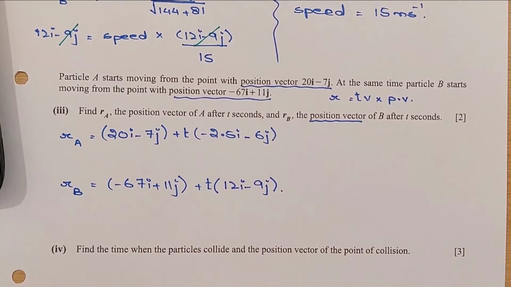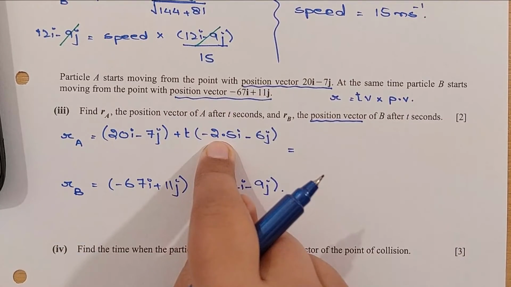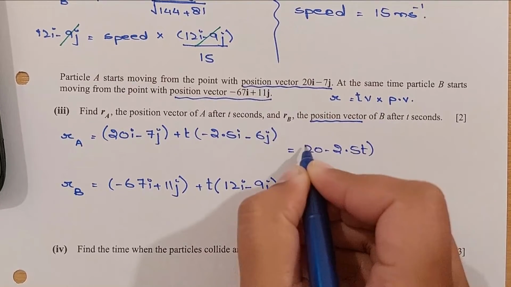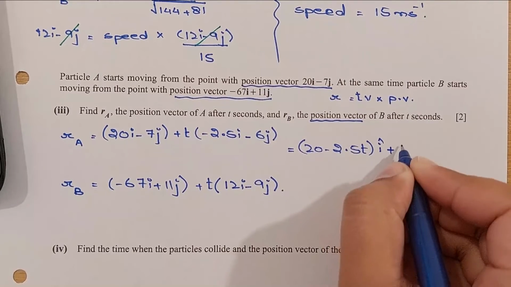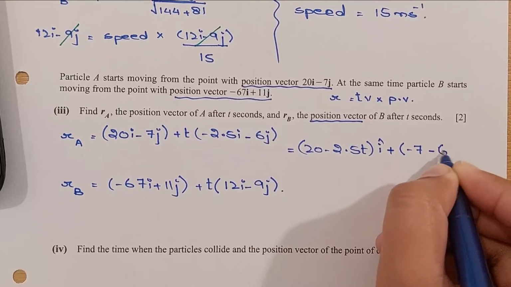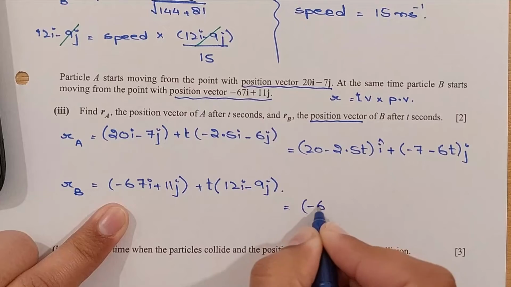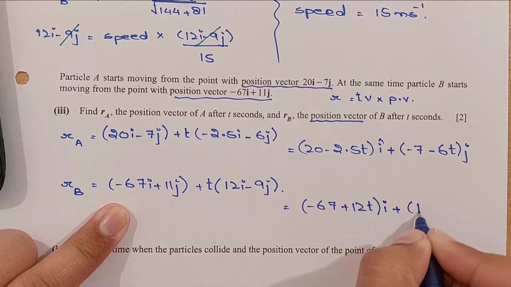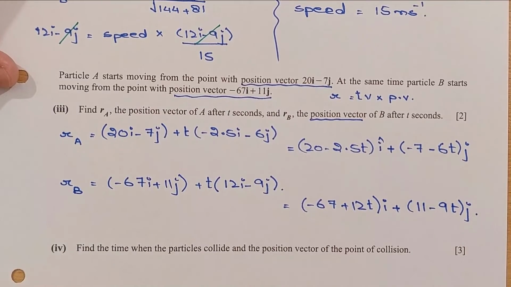Okay, we can further simplify it by combining the i and the j components. So here we have 20 minus 2.5t as the i component, and minus 7 minus 6t as the j component. And for B, minus 67 plus 12t is the i component, and 11 minus 9t is the j component. So these are the position vectors of A and B.